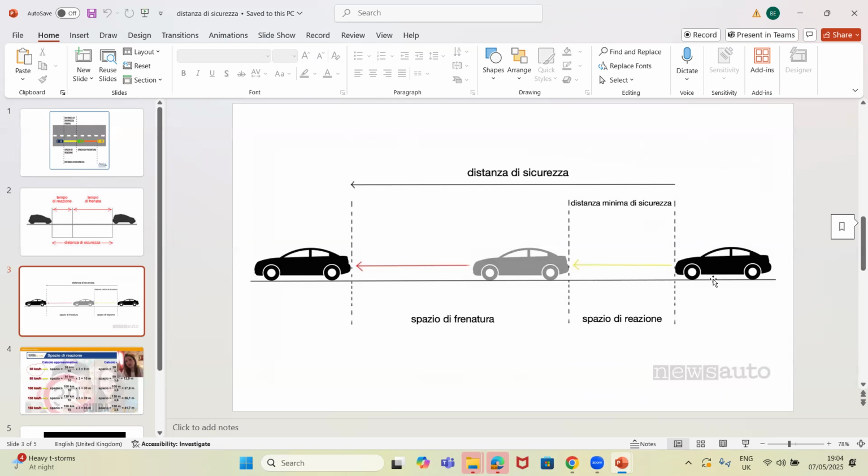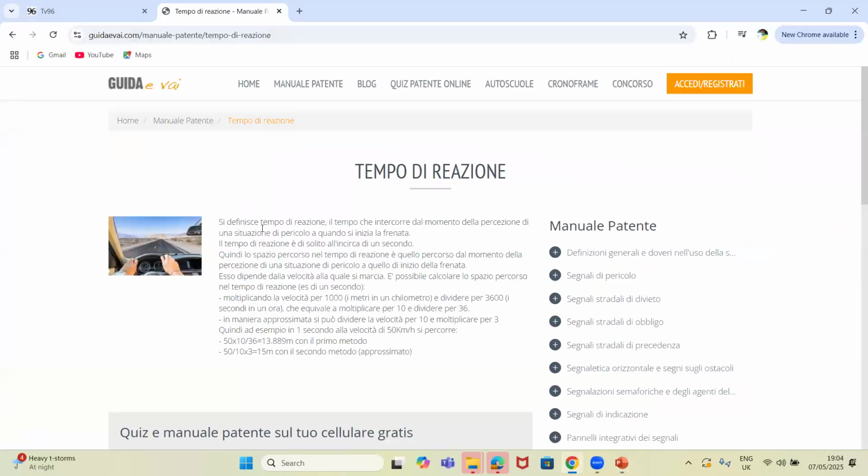Now, what is this range? Remember that this range is from the vehicle in your front up to your car. Now, definition of spazio di reazione. Let me read it for you guys. They said, si definisce tempo di reazione il tempo che intercorre dal momento della percezione di una situazione di pericolo a quando si inizia la frenata. Let me break it down for you. Let you write it down.